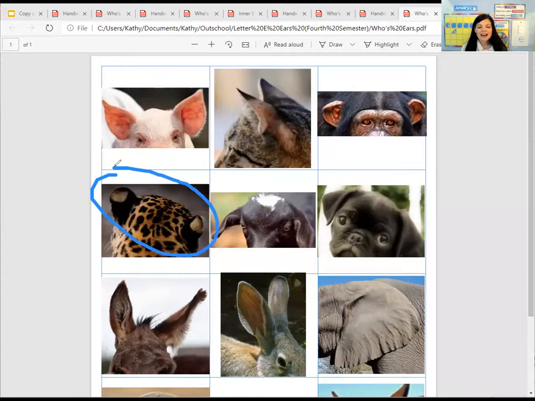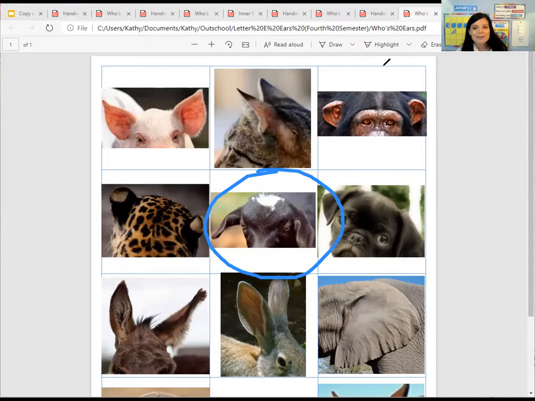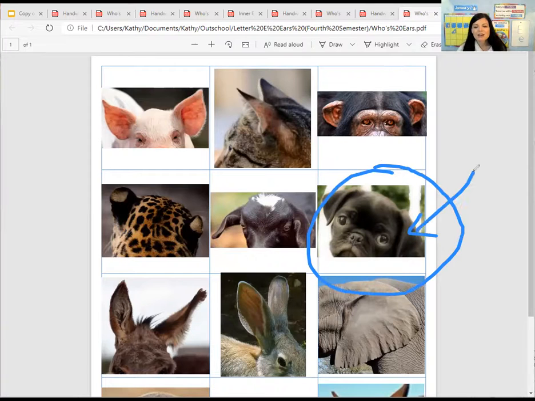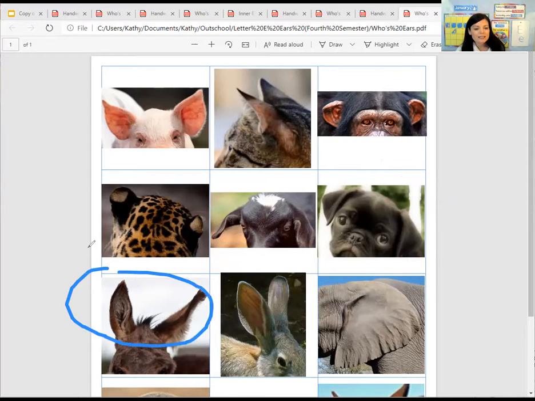What about these ears? I see spots. Do you think it's a leopard? Maybe a leopard with spots? Good job. Whose ears are these? That looks like a goat to me. How about this cute thing? Look at those ears. Whose ears are those? A puppy. Nice job. This one's a little trickier. Whose ears are these? These are a donkey's ears.